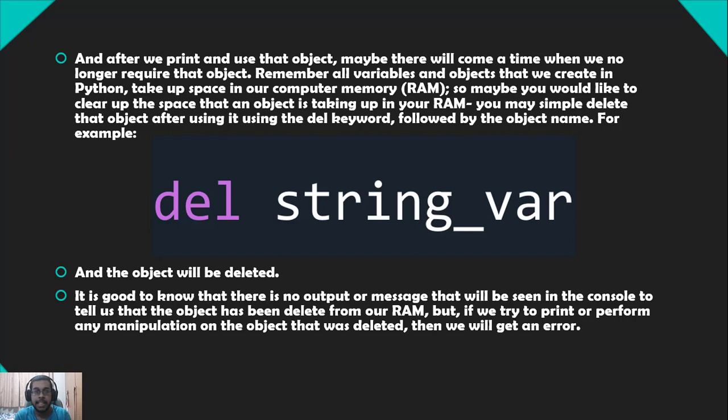You may simply delete that object after using it, using the del keyword followed by the object name. For example, del string_var, and the object will be deleted. It is good to know that there is no output or message that will be seen in the console to tell us that the object has been deleted from our RAM. But if we try to print or perform any manipulation on the object that was deleted, then we will get an error.